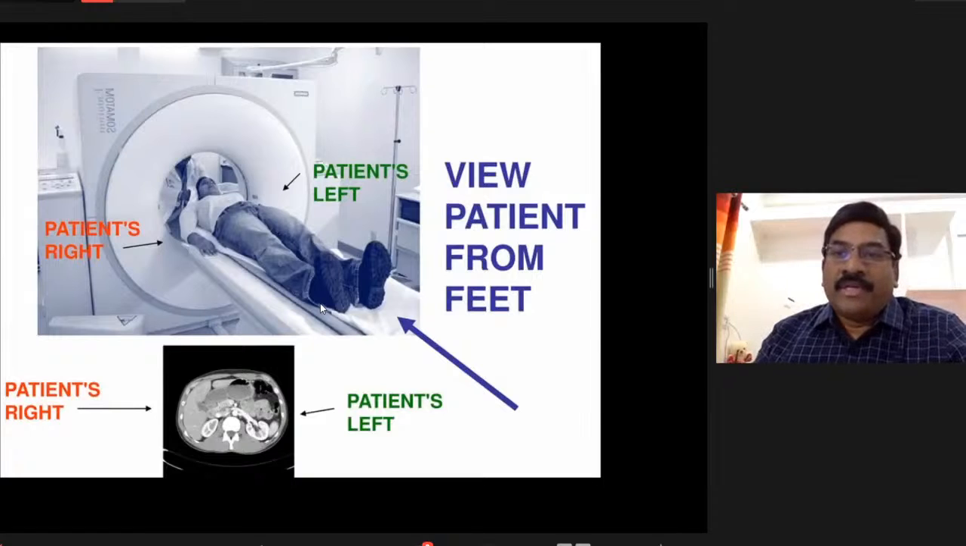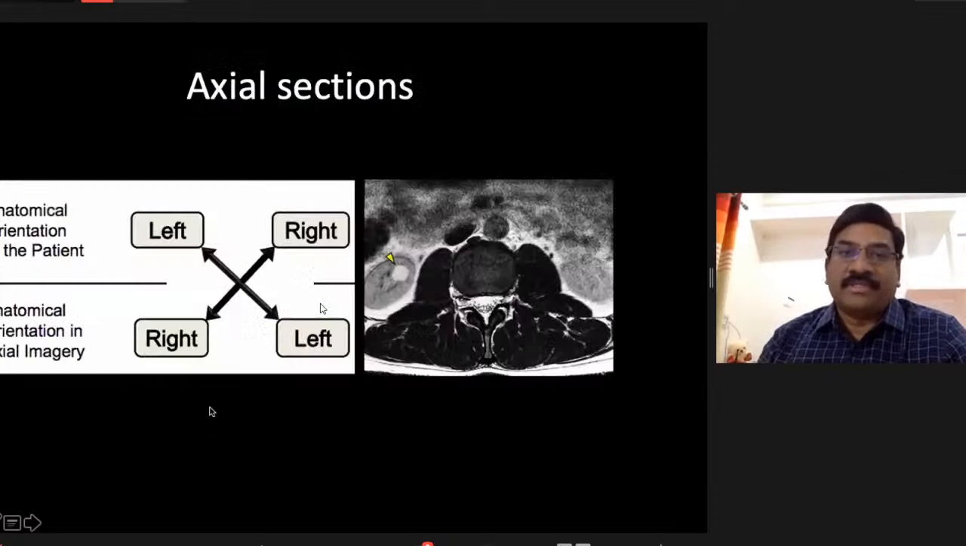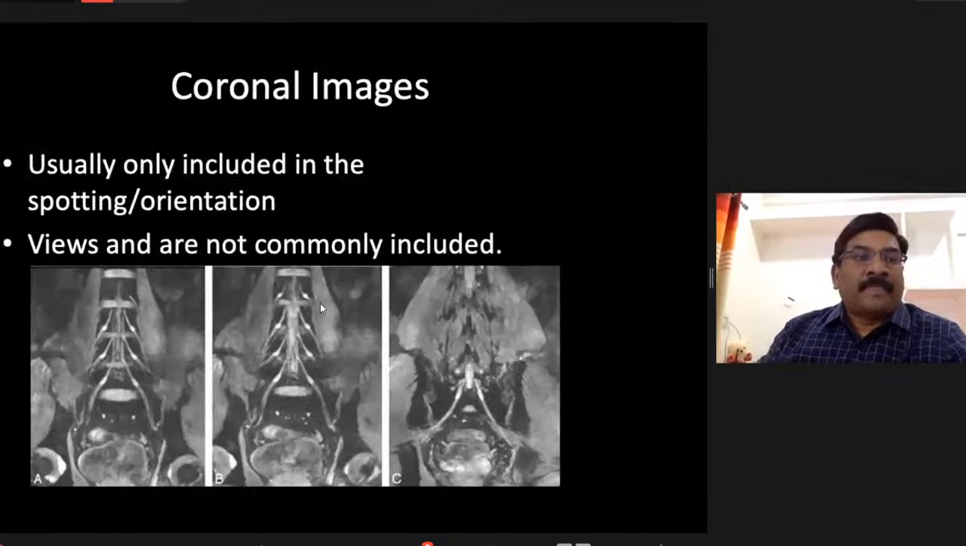All the printed images, or the images we are seeing on a film, are actually viewed as if we are looking at the patient from the foot end. So what happens is the patient's right becomes the image's left. If you see this image, this right side of the image is actually the left side of the patient, and the left side of the image is actually the right side of the patient. So our mind should get oriented to that, as if we are looking at the patient from the foot end.